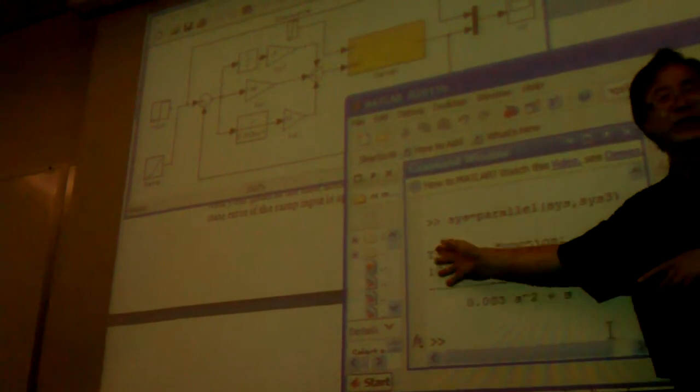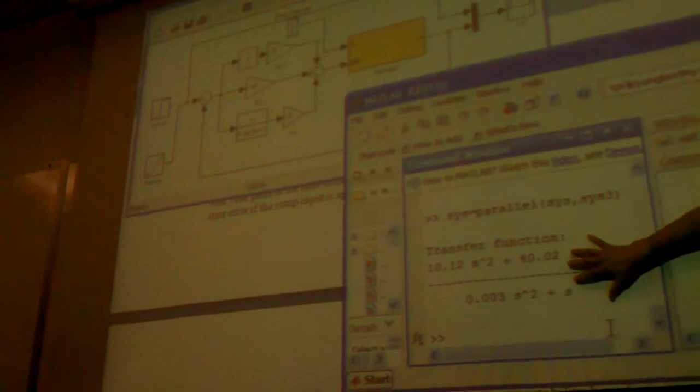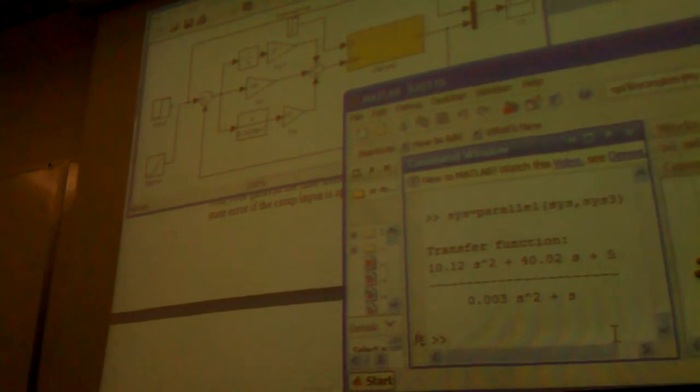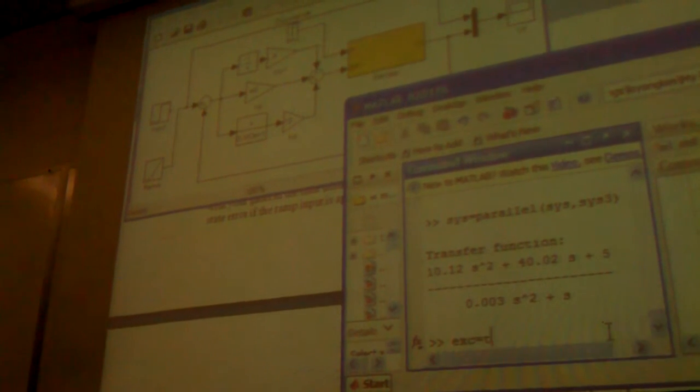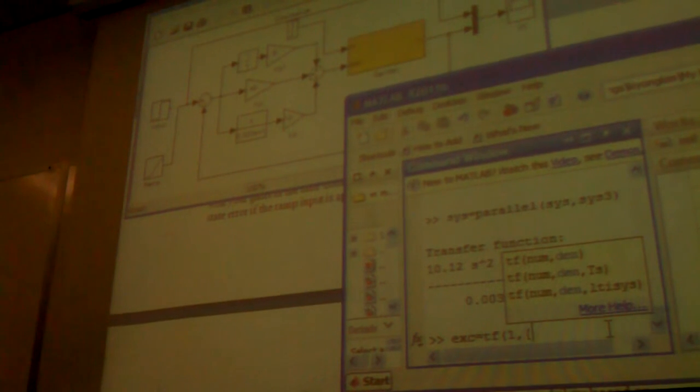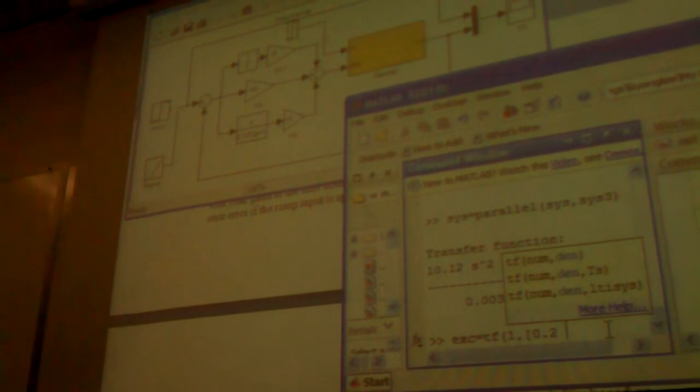But don't you also need to put this in series with the generator transfer function? I know. Okay, I'm talking about this one. Now I'm going to add the generator and the exciter, so this one is multiplied by the generator and multiplied by the exciter. I can use series, so I call this series. I'm going to have the exciter with a transfer function. The numerator is 1, the denominator is, in my case, 0.2 and 1. That's the exciter.